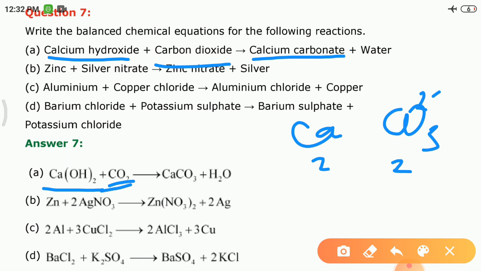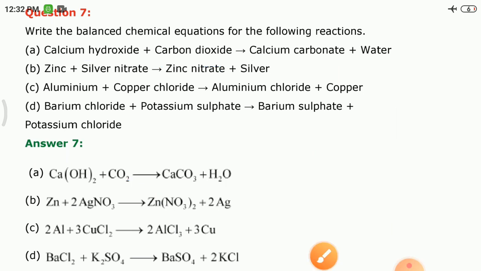So as we make its formula, it will be CaCO3. So CaCO3 plus H2O. And as we count the number of atoms before the reaction and after the reaction, we will find it is the same. So this is the balanced chemical equation of A.